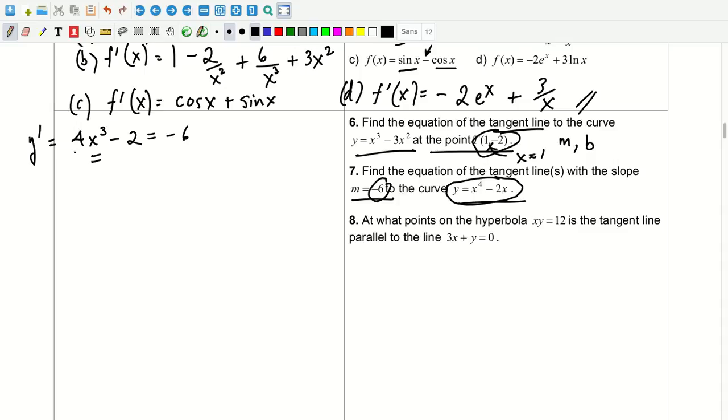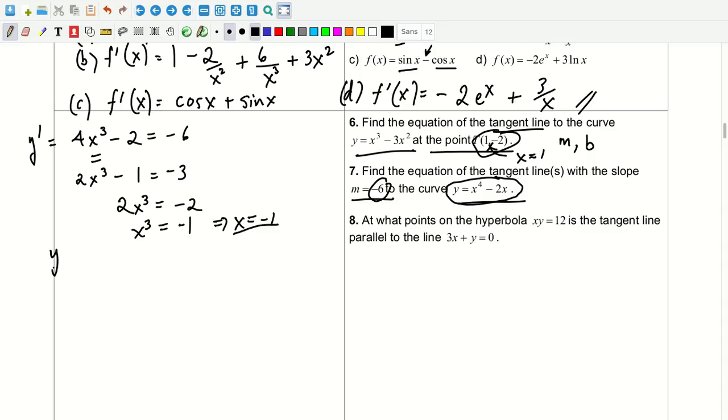So here's what we're going to do. I'm going to divide both sides by 2. First of all, that makes things easier. So it's going to be 2x cubed minus 1 equals negative 3. 2x cubed will equal negative 2. x cubed will equal negative 1. And x must be negative 1. I'm going to recheck it. Divide both sides by 2. 2x cubed minus 1 equals negative 3, 2x cubed equals negative 2, x cubed equals negative 1, and x equals negative 1.